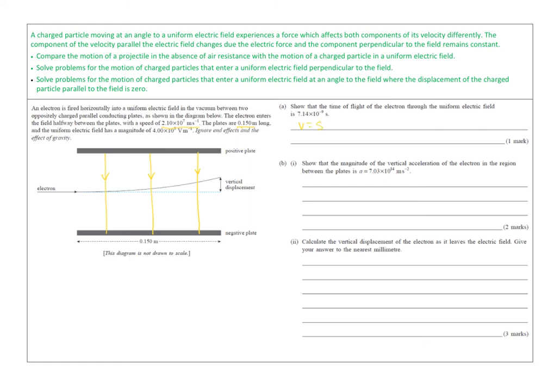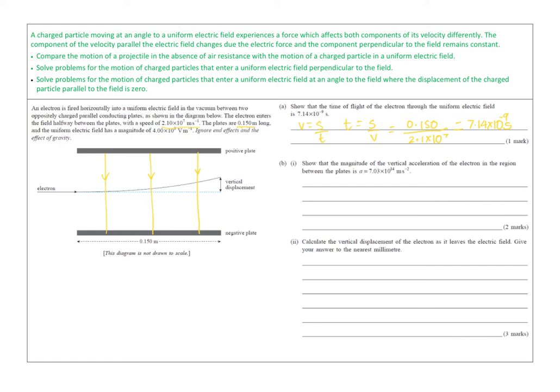V equals S over T. If we rearrange that, T equals S over V, which is equal to 0.150 divided by 2.1 times 10 to the 7, and that, if we put it into the calculator, will be equal to 7.14 times 10 to the minus 9 seconds.